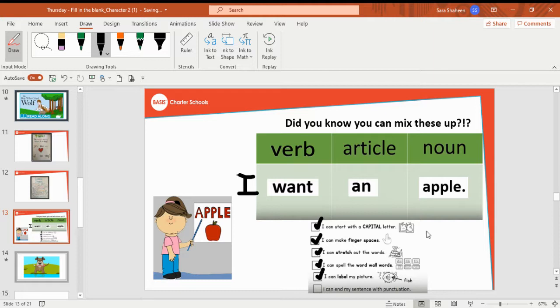And did we end our sentence with punctuation? Yes, we did. Great job, students. Okay, so now I would like us to switch gears if we can.